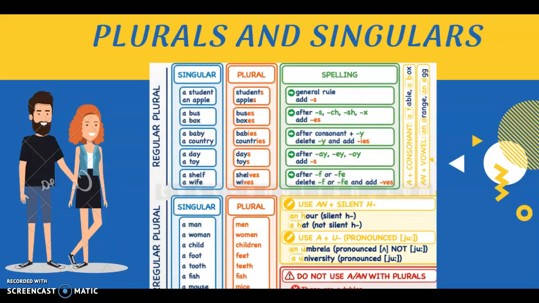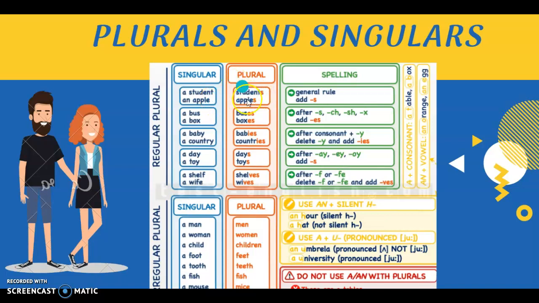Then we have to check the plurals and singulars. So you have to check the rules. For example, the general rule is to add s to the noun when you're going to create a plural noun. So singular student, plural students.